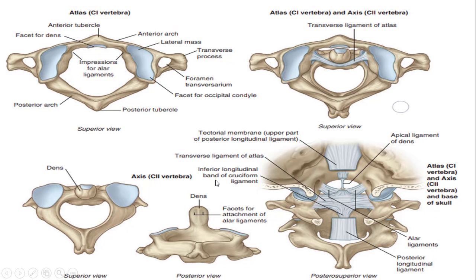What is the alar ligament function? They check rotation of the head and atlas relative to the axis. So they don't allow excessive rotation of cervical 1 and the head in relation to the axis.